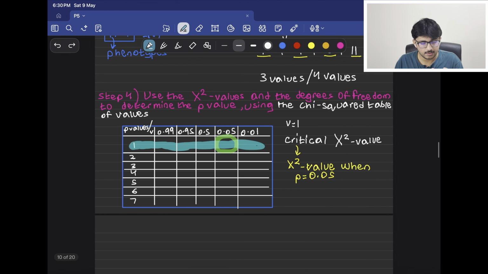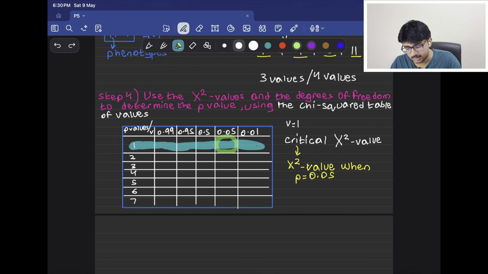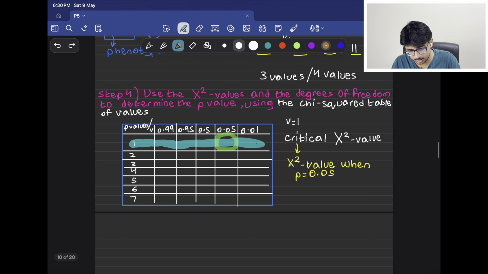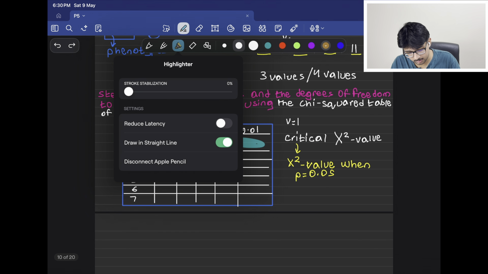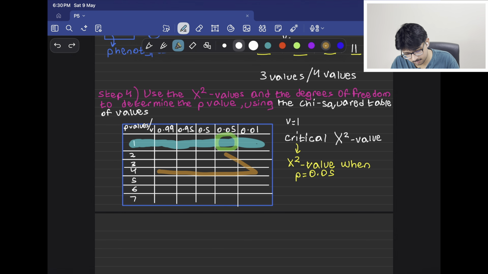Now, the way this table works basically is the moment you go from left to right, meaning the moment you go in this direction, you can easily see the chi-squared values increase.